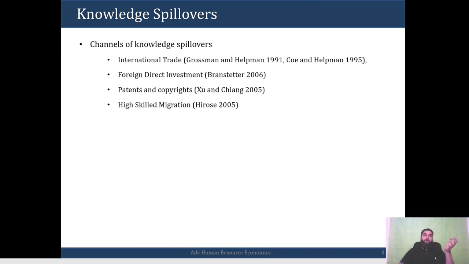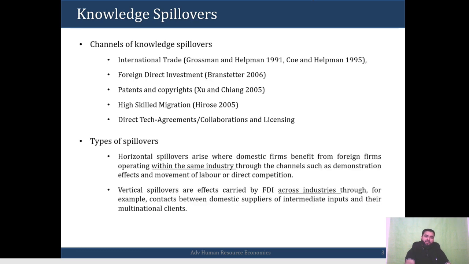This is why developed countries have this skill-based immigration program. They want all the bright minds from around the world to travel to their countries and to help them further develop their empire. Then direct tech agreements: this is not really knowledge spillovers, but this is knowledge exchange.